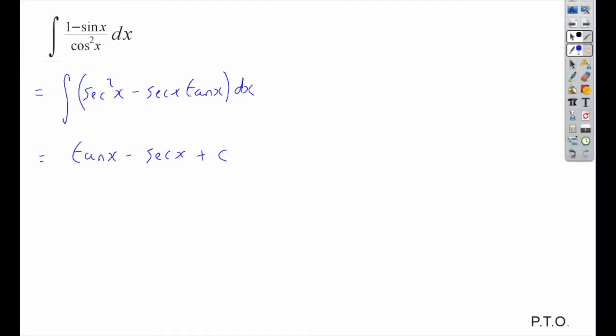What I would also say is that you can check your answers. When you differentiate tan x, you get sec squared x. When you differentiate sec x, you get sec x tan x. So hopefully you're convinced of those as your answers. Okay, right, that is question A.